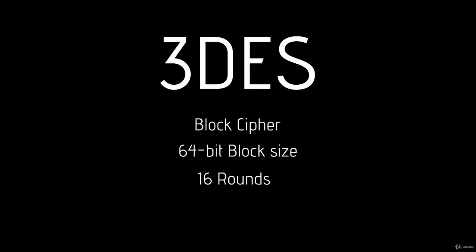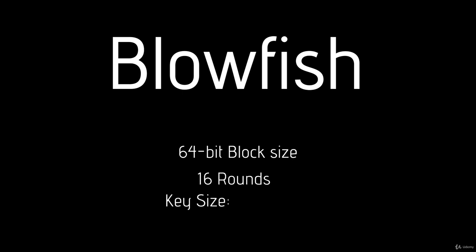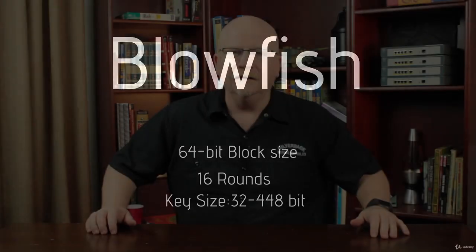Now, Triple DES was also a block encryption, also with a 64-bit block size. It also had 16 rounds. But basically what it did is it repeated the DES process 3 times. So you had 3 56-bit keys. So in essence, you had a 168-bit key. Blowfish had a 64-bit block size. It ran 16 rounds, and the key size was variable. It could be as low as 32 bits and as high as 448 bits.